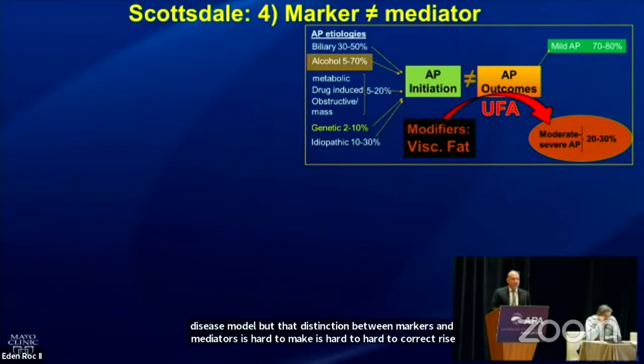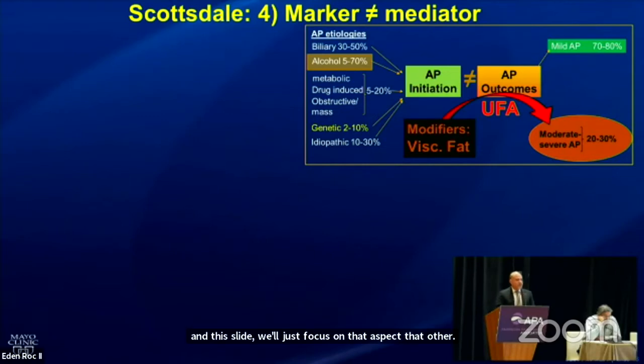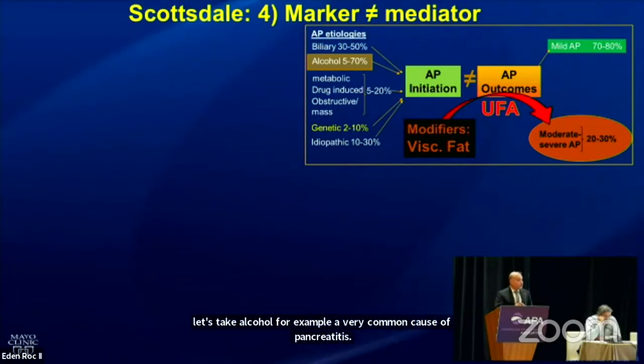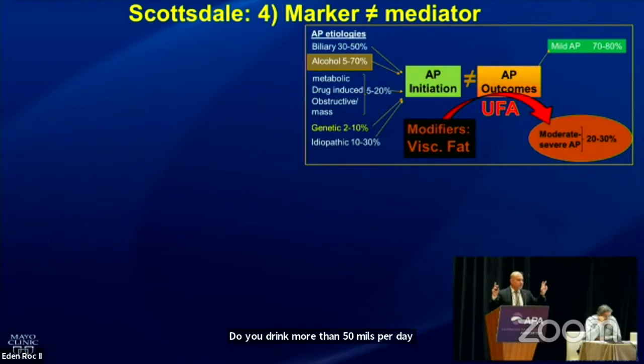So let's take alcohol, for example, a very common cause of pancreatitis. The diagnosis of alcoholic pancreatitis is based on history. You ask a patient, do you drink more than 50 mils per day for the last 5 years? I wonder whoever gives that history or who remembers that. Nobody keeps the diary. But anyway, that's the classical question we have to ask. And if the patient says yes, then it's alcoholic pancreatitis. That's the ACG guidelines I just recited, 50 mils for 5 years.